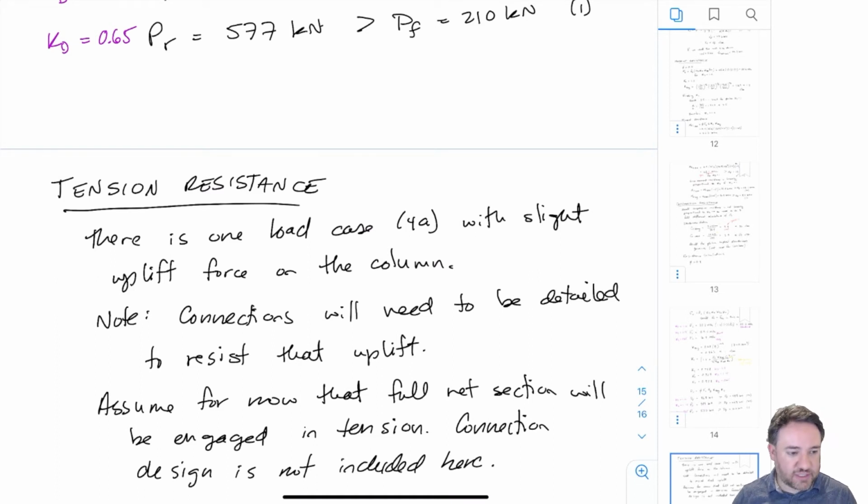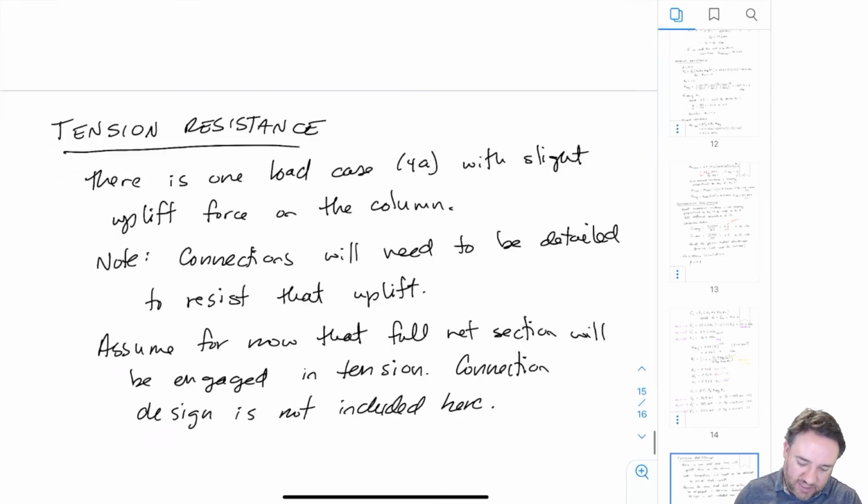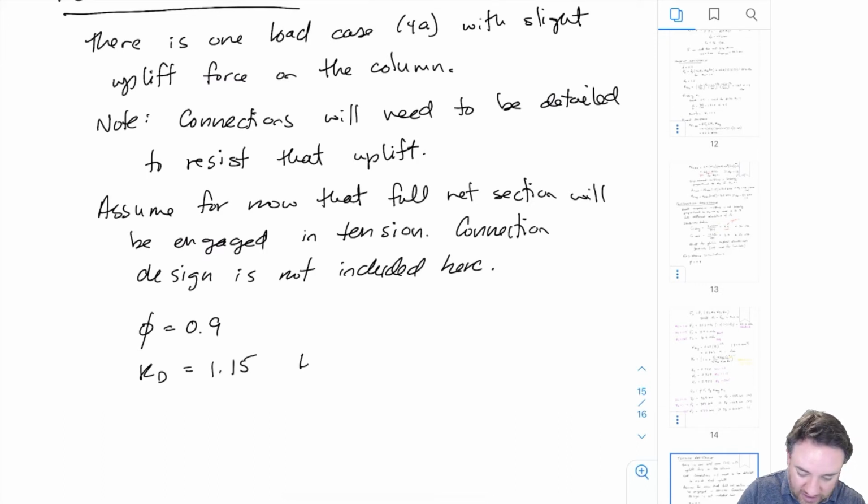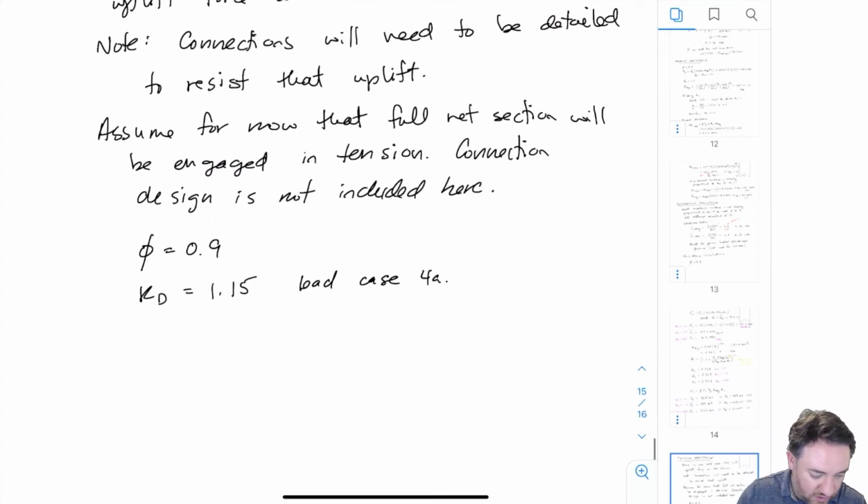But for now, since we're not designing the connection, I'm just going to assume that the full net section is engaged in tension. So I'm just looking at the tension strength of the member as a whole. Of course, when I apply a connection to that member, the overall tension strength is going to go down significantly. But that is thankfully outside the scope of this particular example. So the KD associated with load case 4A is 1.15, because there's wind. There's only one load case that has uplift.